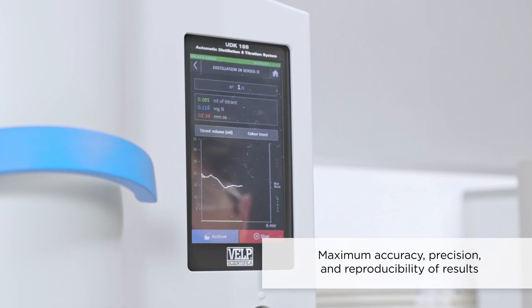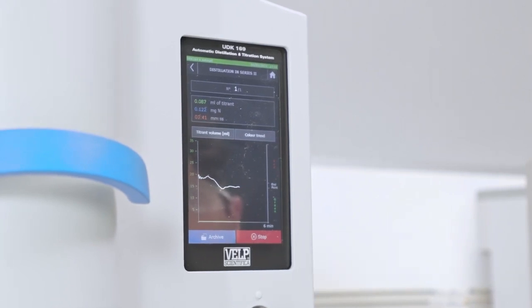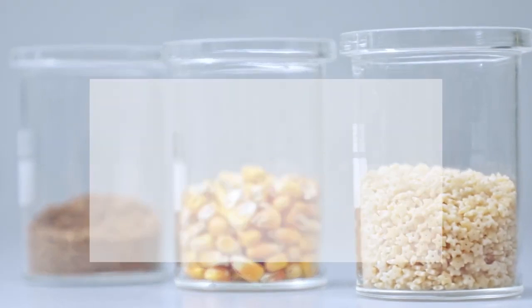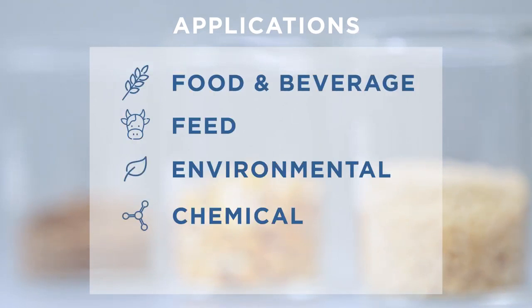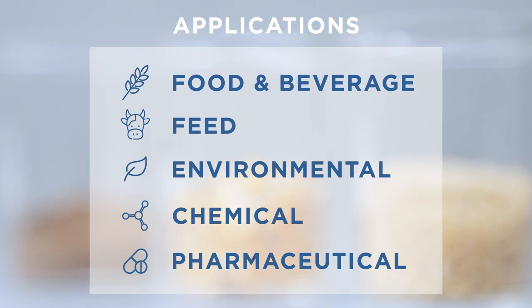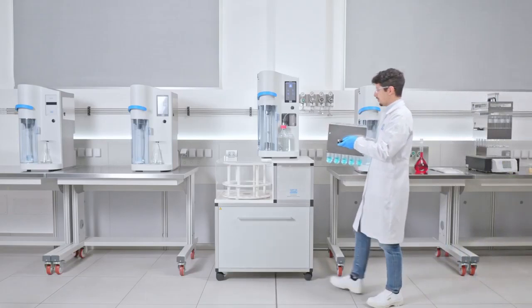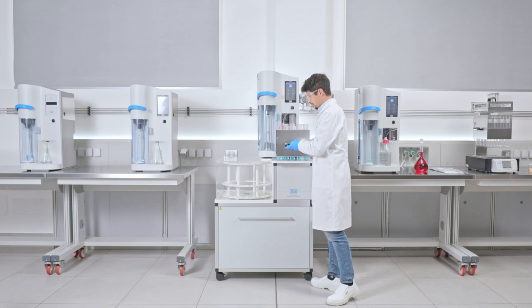UDK169 provides maximum accuracy, precision, and reproducibility of results on a wide range of samples in the food, feed, environmental, chemical, and pharmaceutical industries. Working with UDK169 is easy and fast.